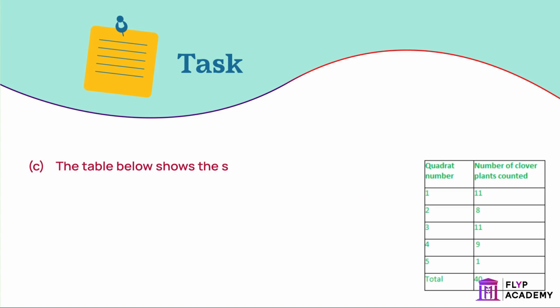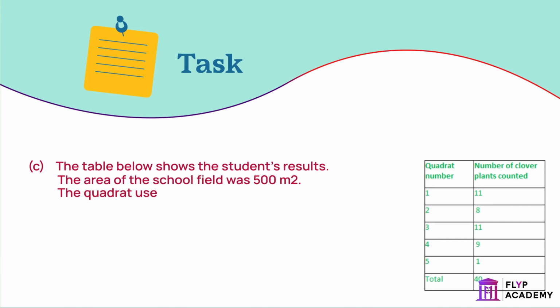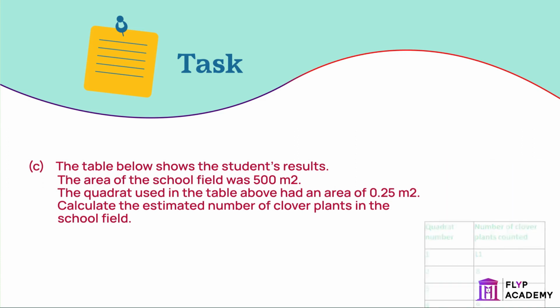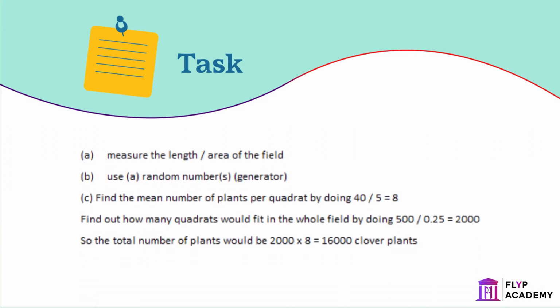C. The table below shows the students' results. The area of the school field was 500 metres squared. The quadrat used in the table above had an area of 0.25 metres squared. Calculate the estimated number of clover plants in the school field. And here are the answers.